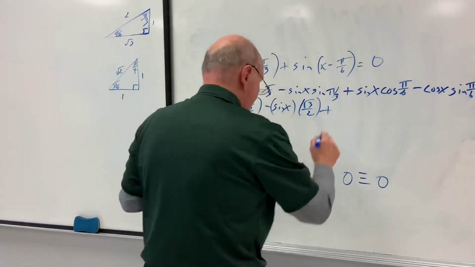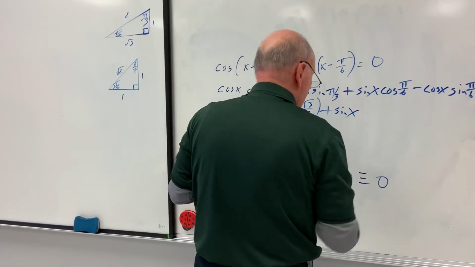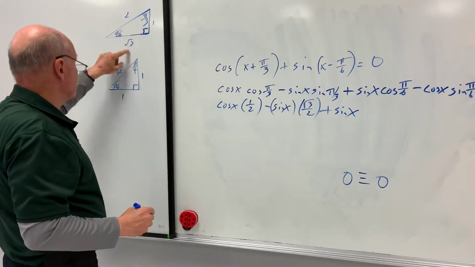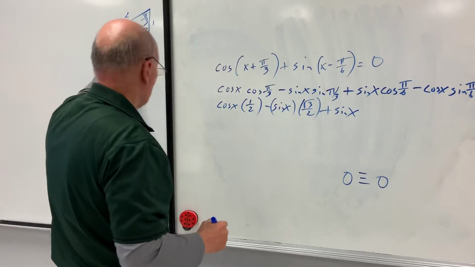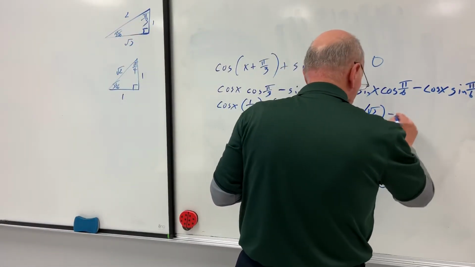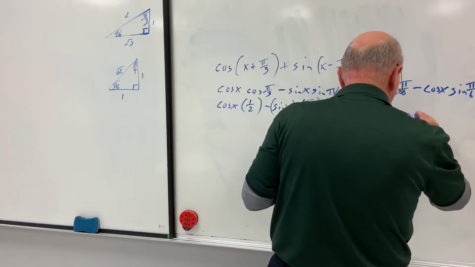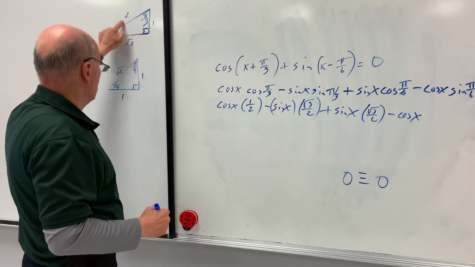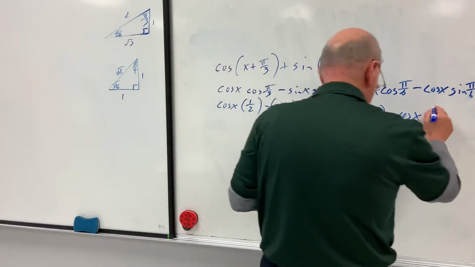Plus sine x cosine of pi sixths. Cosine of pi sixths, that's adjacent over hypotenuse. That would be the square root of 3 over 2. Minus cosine x times sine of pi sixths. Sine of pi sixths, that's opposite over hypotenuse. That would be 1/2.